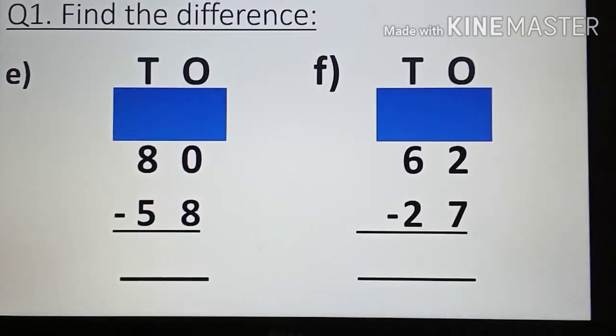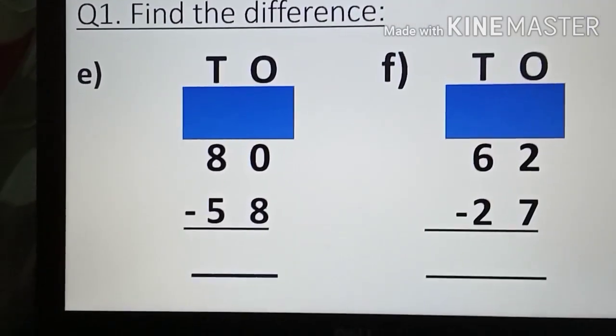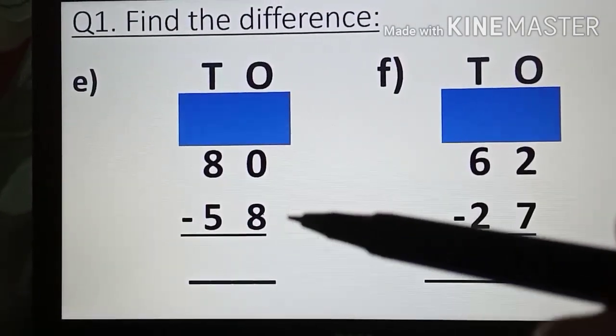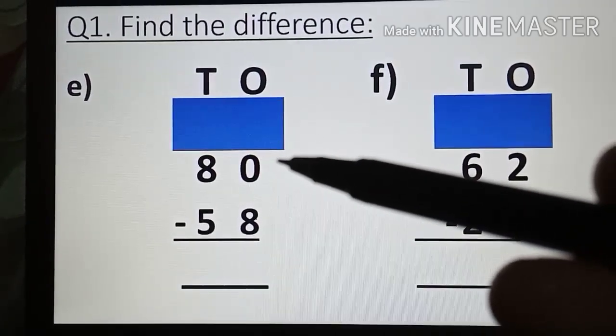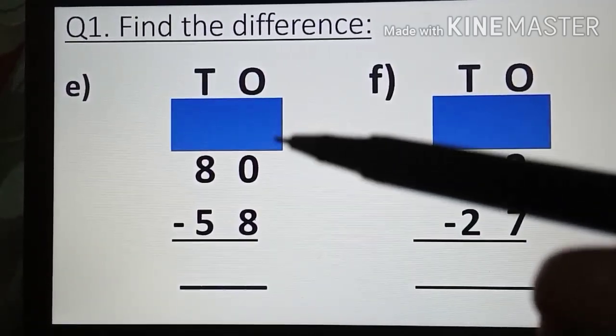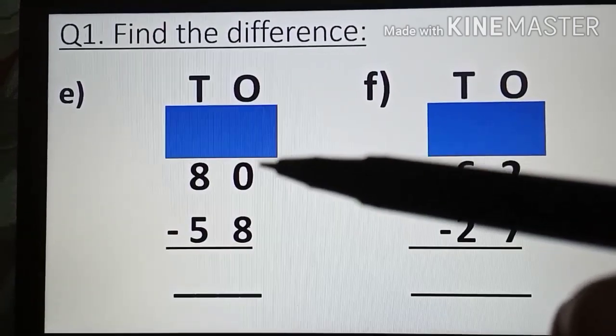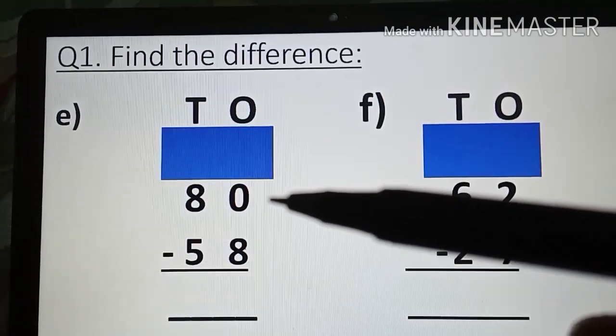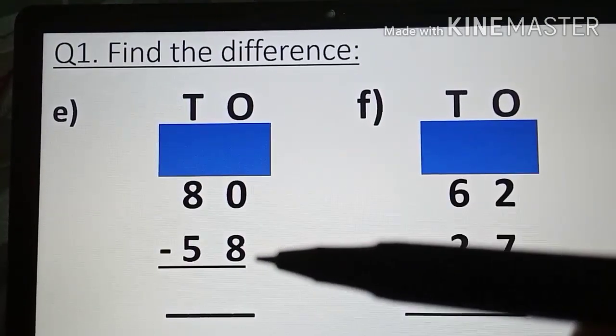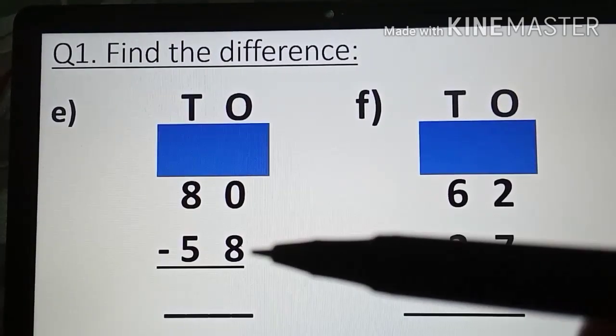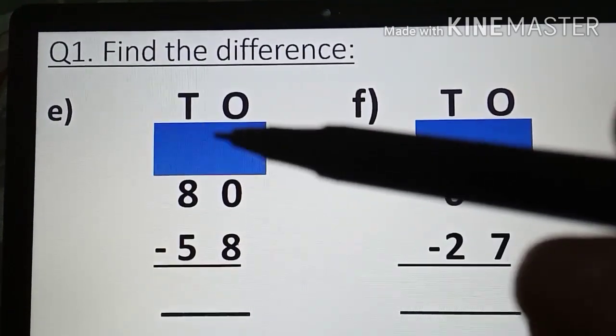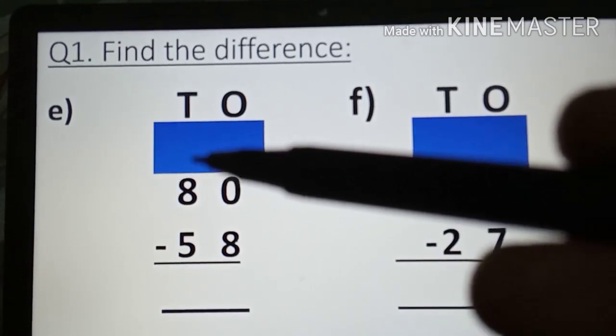Let's start. Now we are doing question E. Here we have to subtract 58 from 80, children. Under the ones column, you have to subtract 8 from 0. Is it possible? No, because 0 is smaller than 8. So what will we do? 0 will borrow from this 8 tens, isn't it?